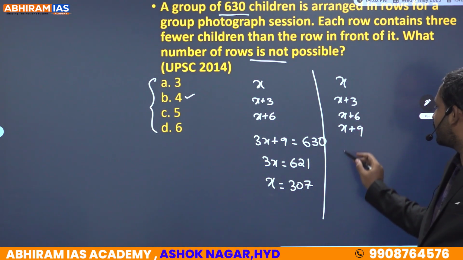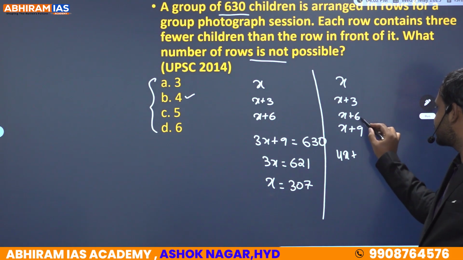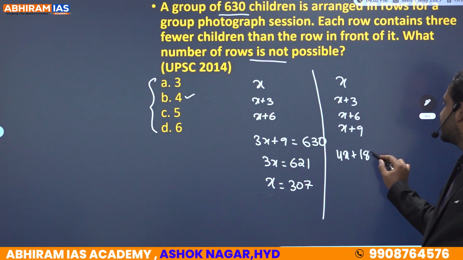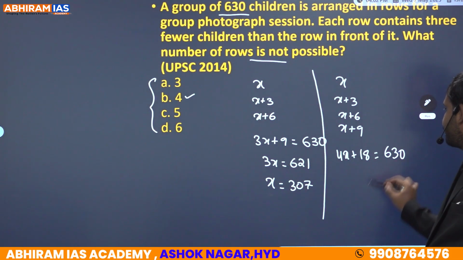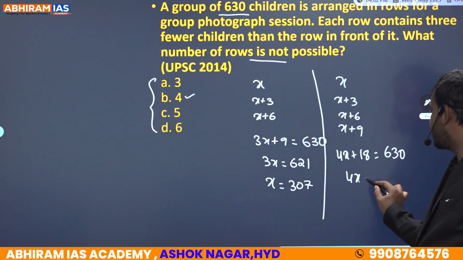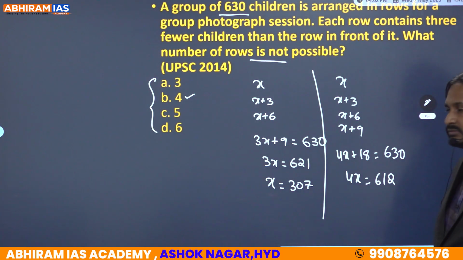Okay, now what is the sum of this one? 4x plus 18, that is equal to what? 630. So 4x value will become what for us here? 612. 4x value becomes 612.